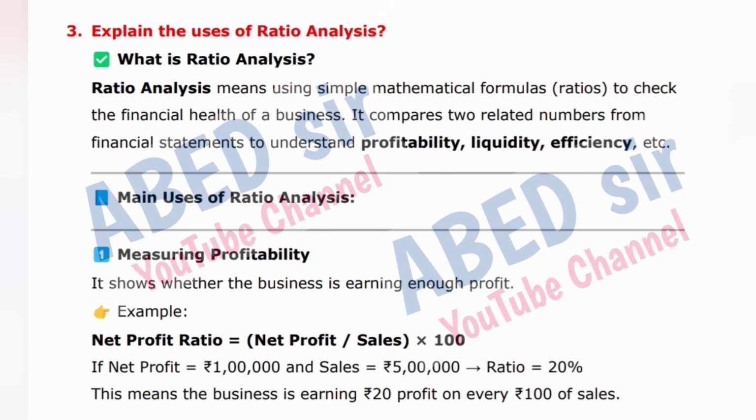Example. Net profit ratio is equal to net profit divided by sales times 100. If net profit is equal to 1 lakh rupees and sales is equal to 5 lakh rupees, the ratio is equal to 20%. This means the business is earning 20 rupees profit on every 100 rupees of sales.